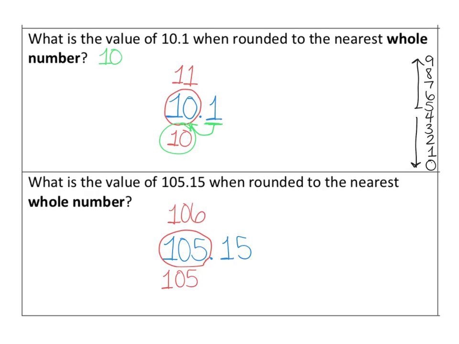So we're going to look at our bossy neighbor. To the right of the whole number is the 1. And like we just talked about, the 1 is going to make the number round down to 105. So when 105 and 15/100ths is rounded to the nearest whole number, it is closest to 105.